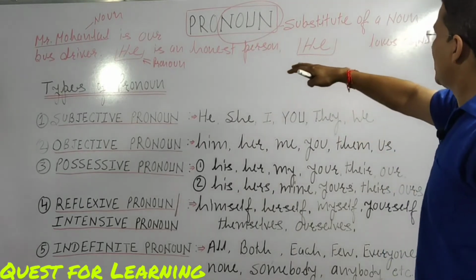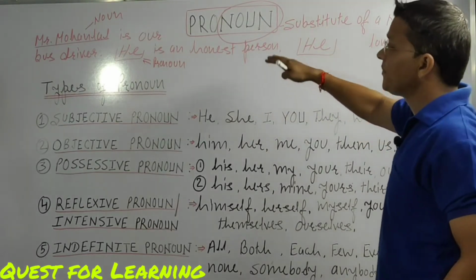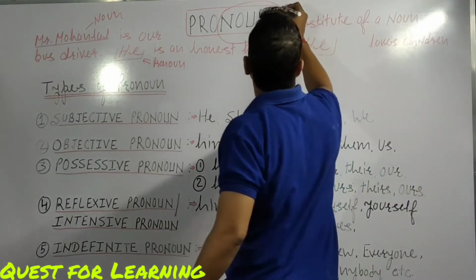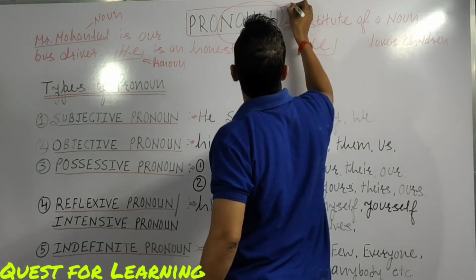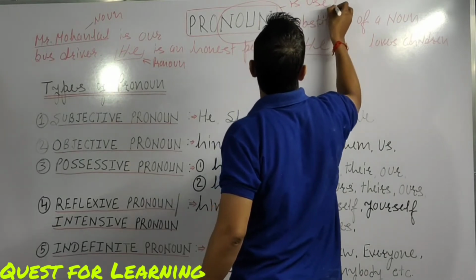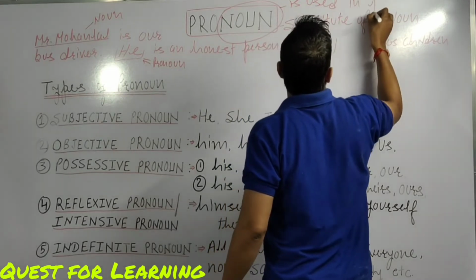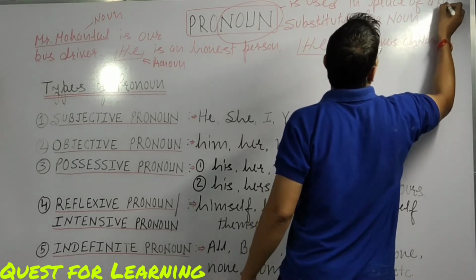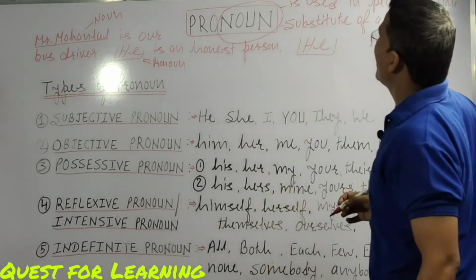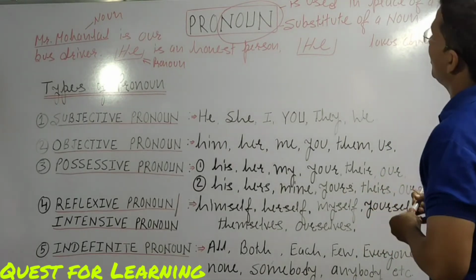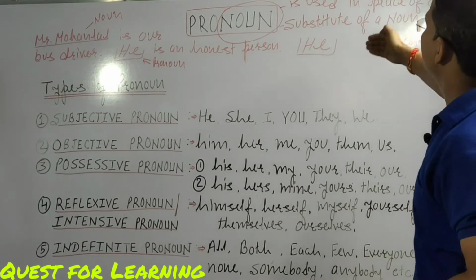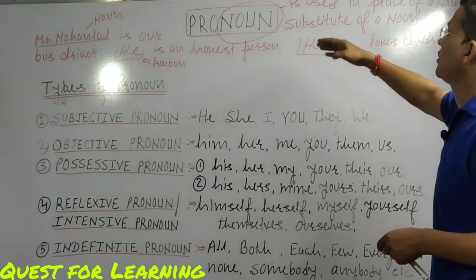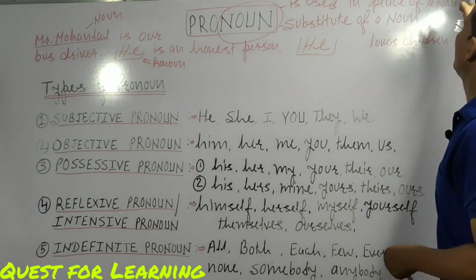So what we have noticed here is that a pronoun is used in place of a noun. It is also called a substitute of a noun. We have used it in place of the noun, that's why we call it a substitute of a noun.